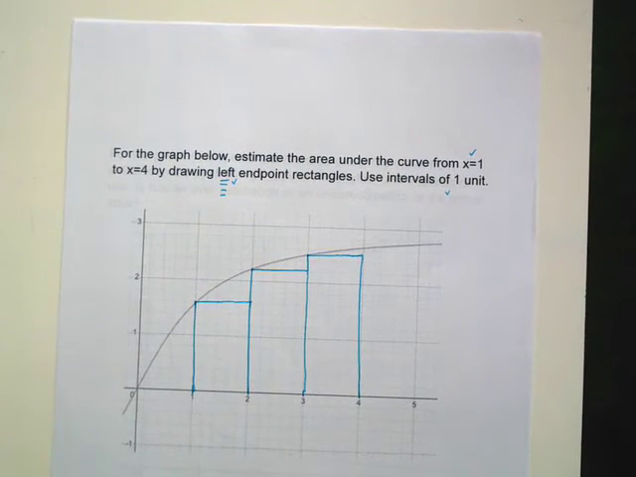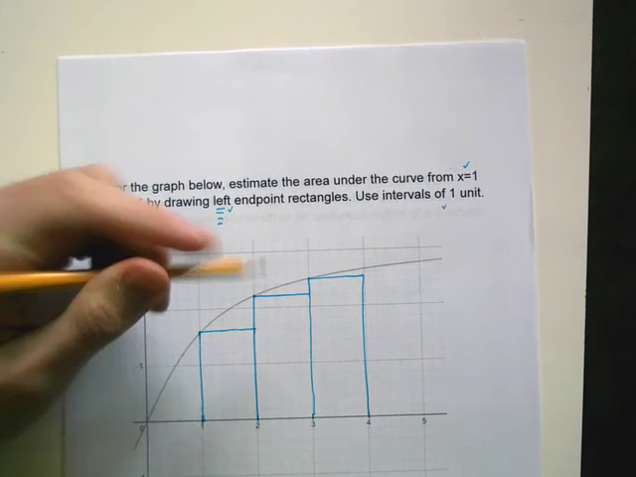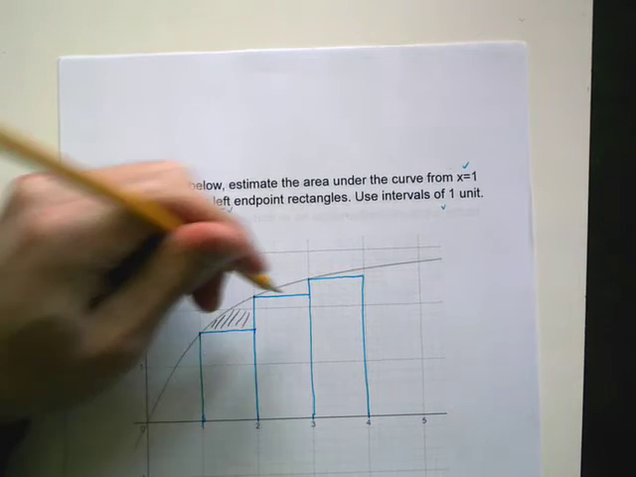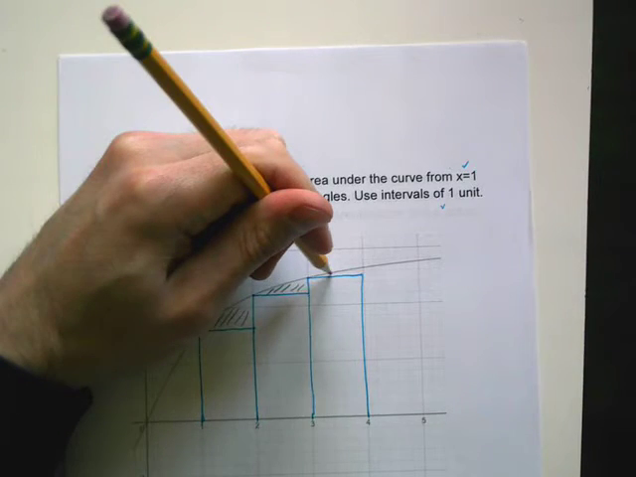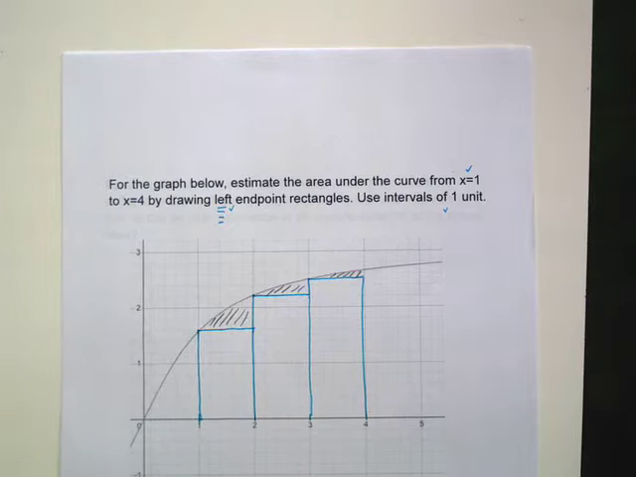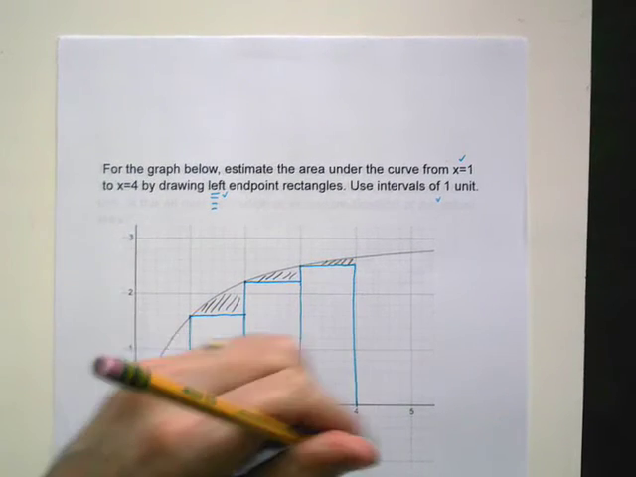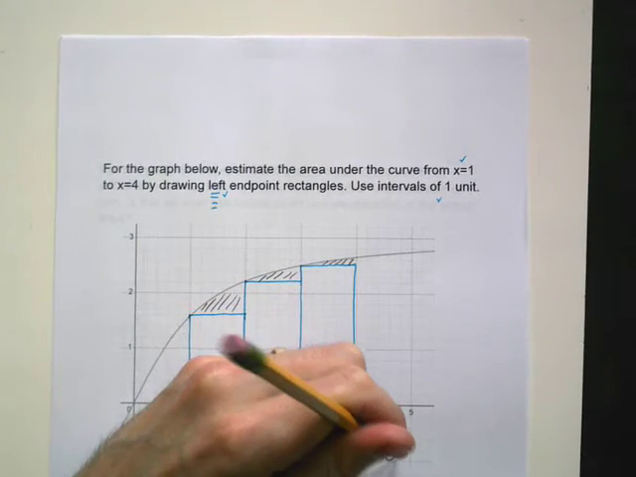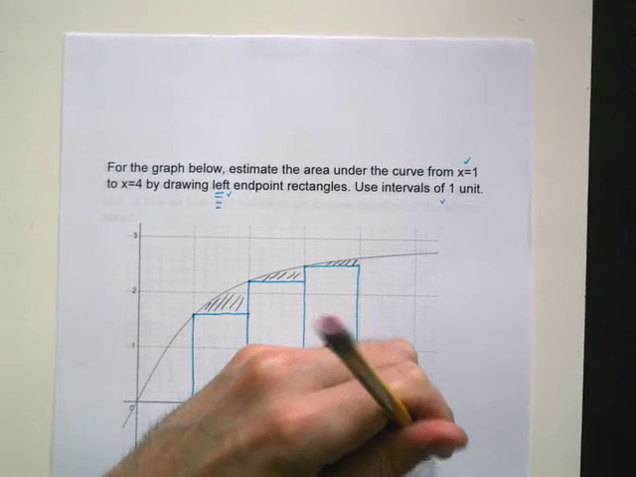It looks like I only got 3 rectangles, so this one's going to go quicker. Notice, though, that we are missing these pieces, and this is still under the curve. So if we're not counting those, and those are under the curve, that means our final answer is probably going to be an underestimate.